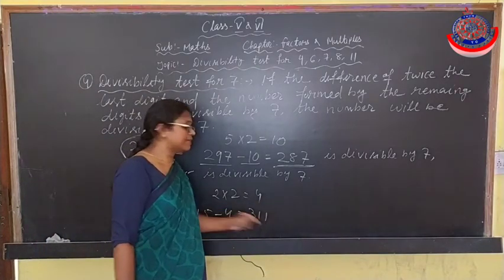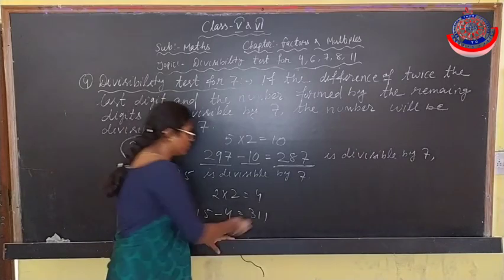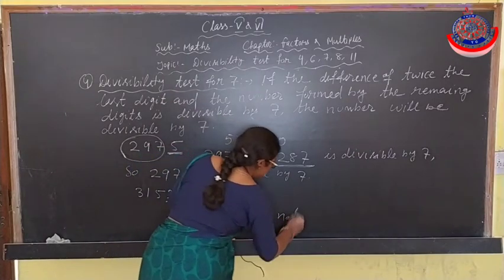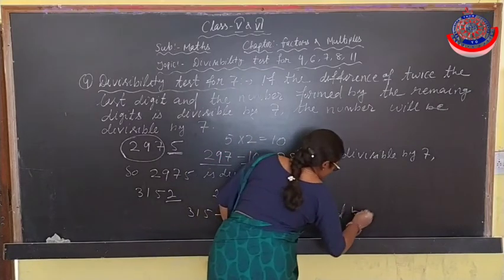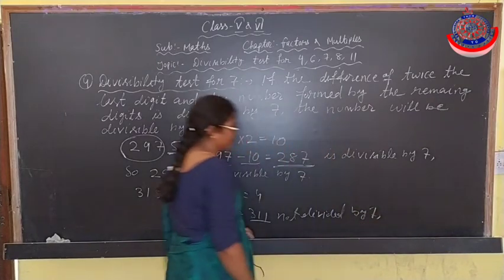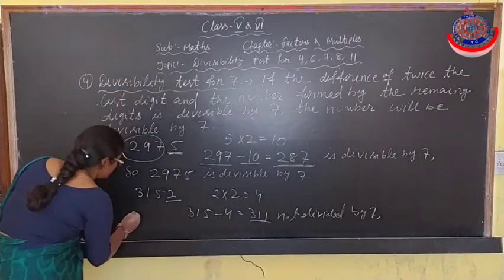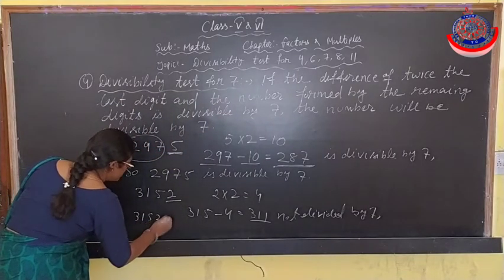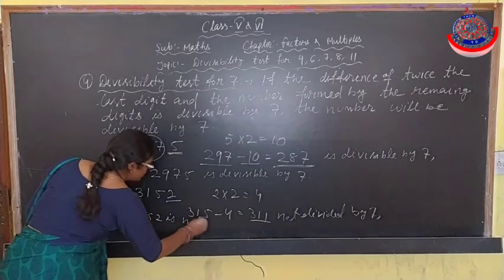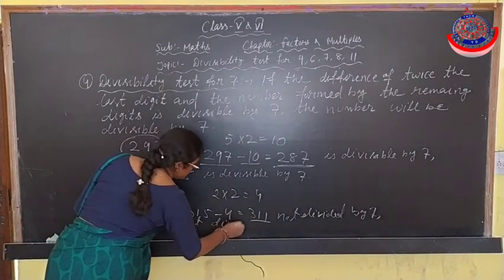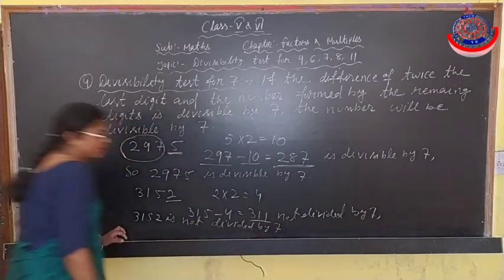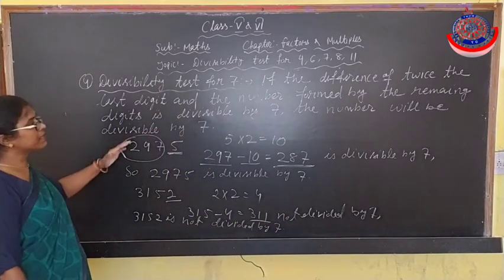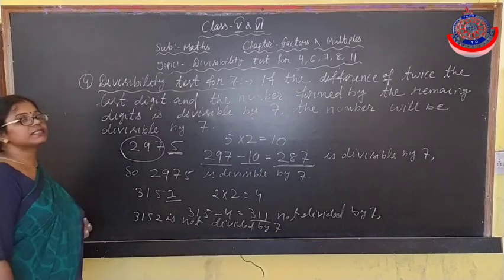Is this number divisible by 7? No, this is not divisible by 7. So the number 3152 is not divisible by 7. Clear, beta? What is the divisibility test for 7?